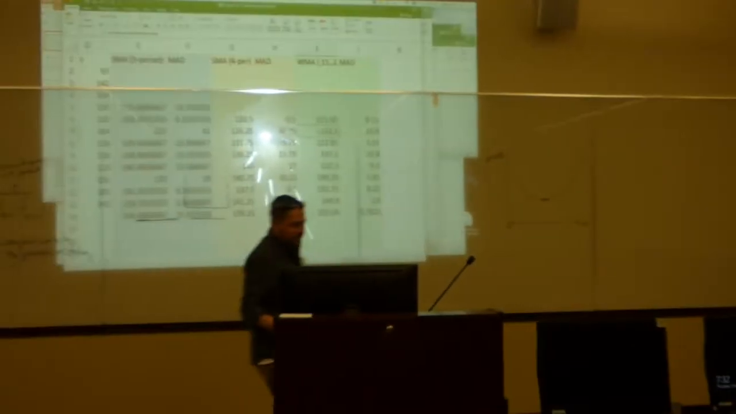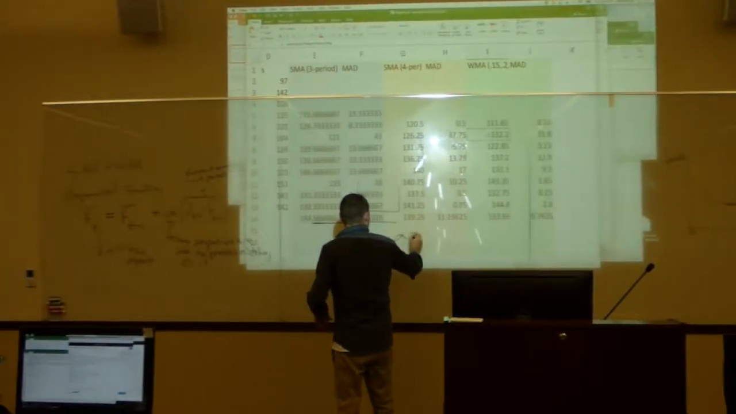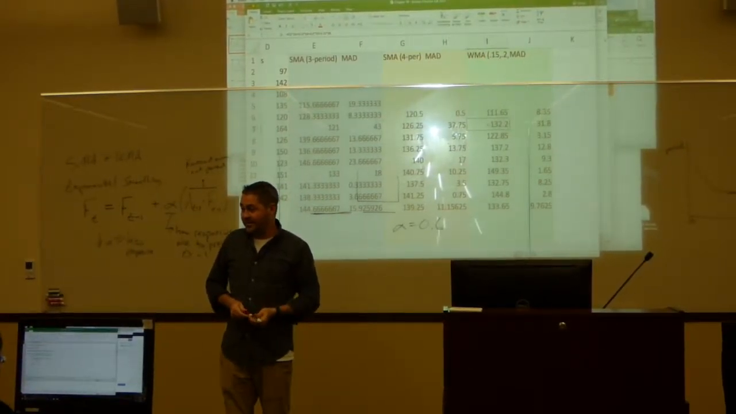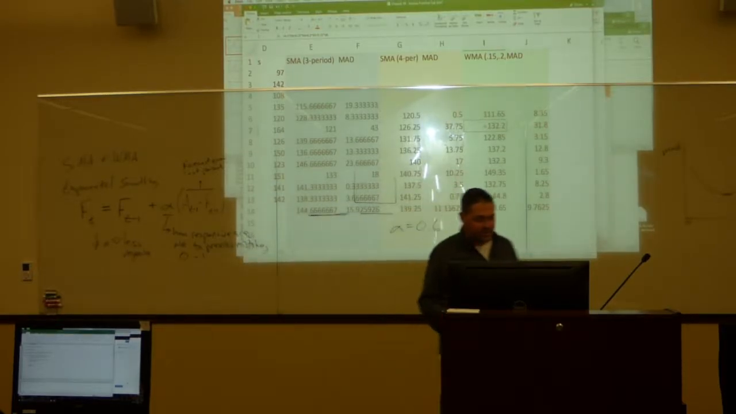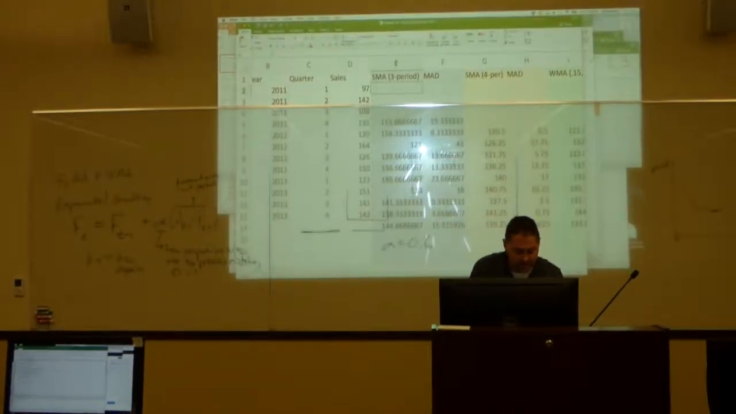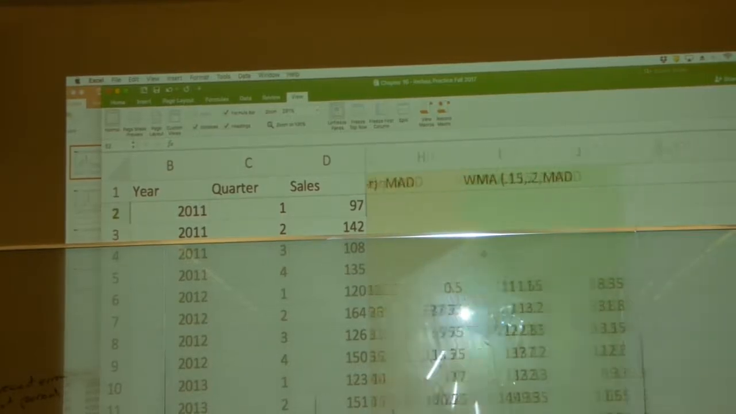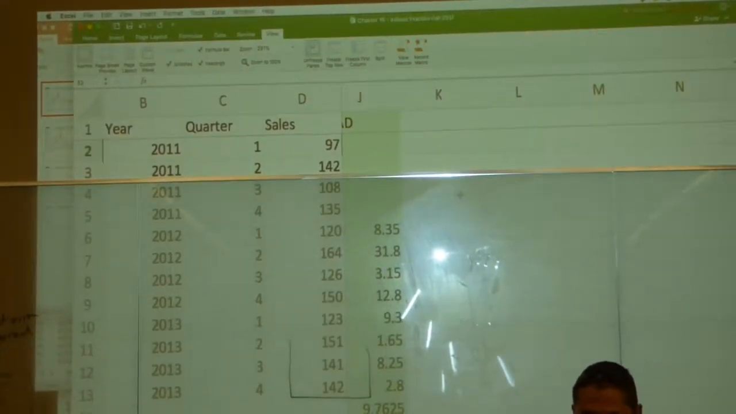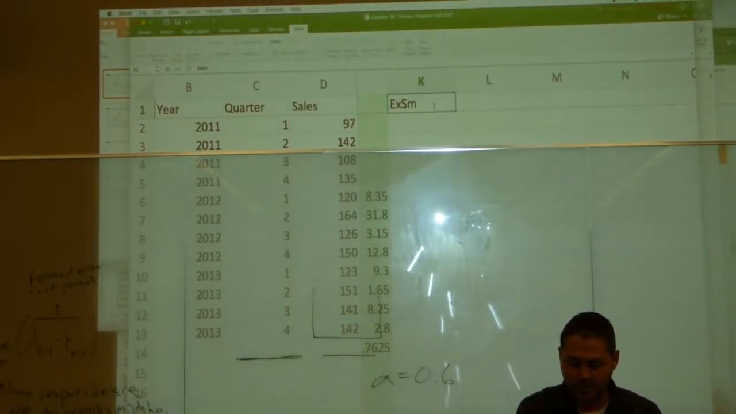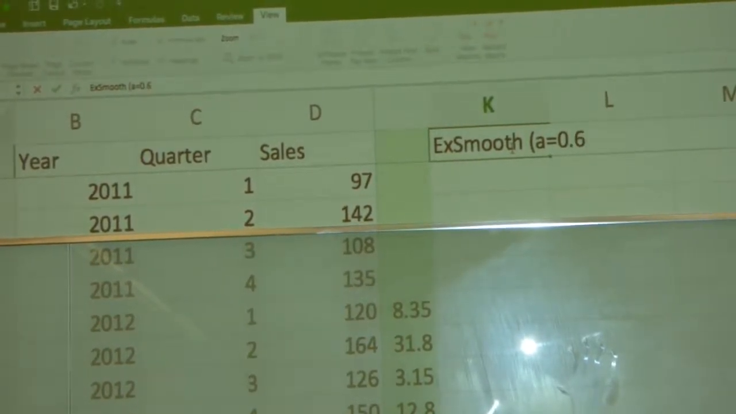All right, next. Let's let alpha be equal to 0.6. Why? Doesn't matter. In the equation, you just put in whatever alpha you want. So let's translate this into our Excel. I'm going to go to View and freeze some panes. All I did was freeze the panes so I can move things over and still see it. So now we want to do exponential smoothing with alpha. I'm going to put A, but it's alpha, equals 0.6.